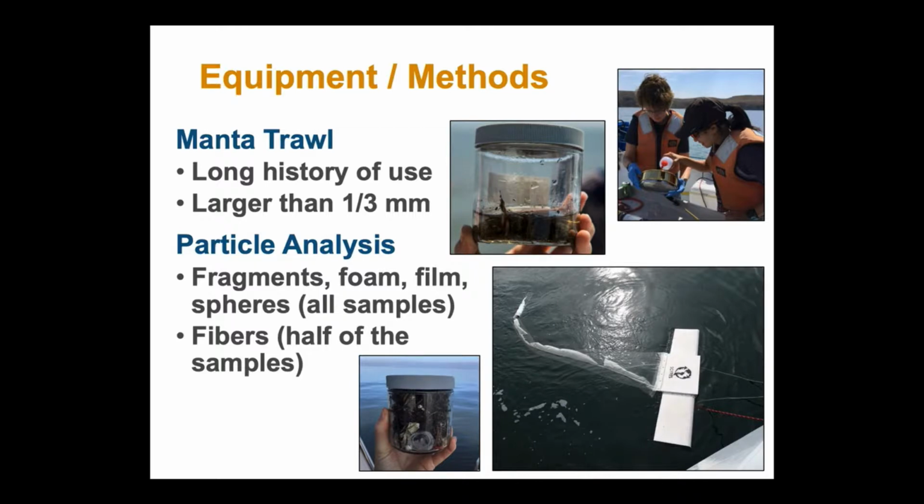And the reason that we subsampled for fibers was just the sheer number of fibers, but also there's a growing questioning from the science community about how accurate the manta trawl is to analyze fibers. So the way fibers are shaped, long and skinny, they often can fit through the manta trawl net, possibly underestimating the fiber count.